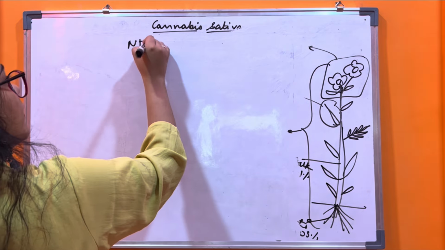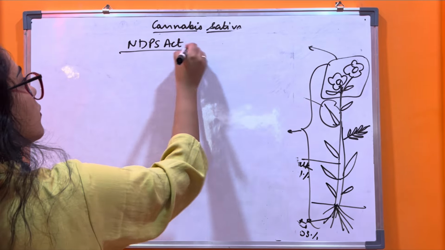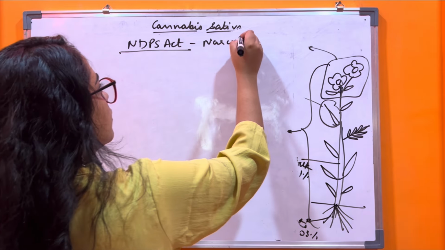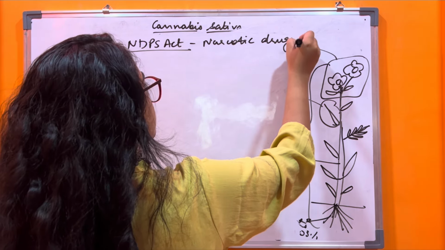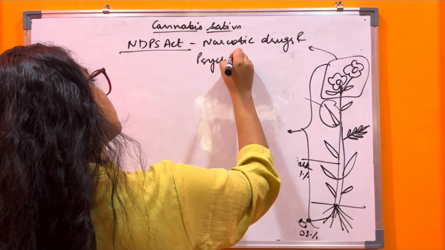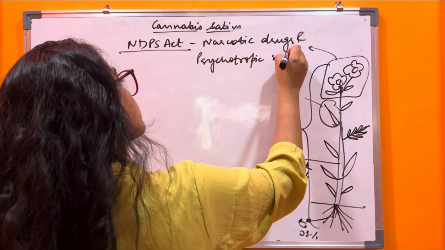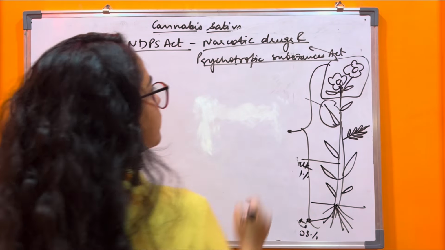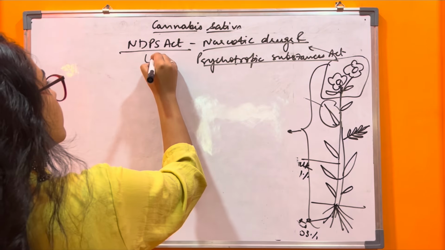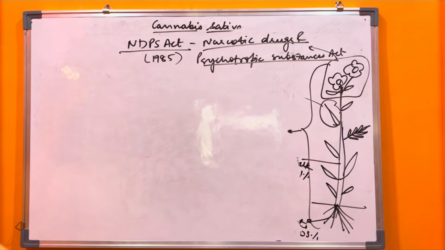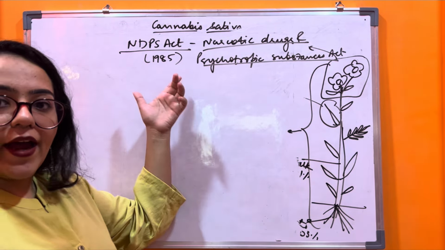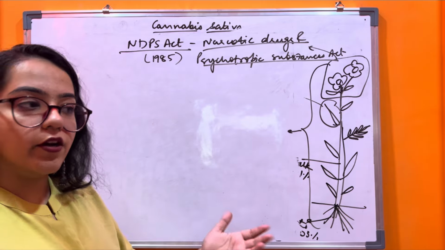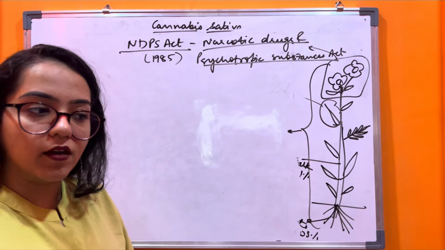So firstly we will start studying about, according to the NDPS Act. Do you know what is the NDPS Act? Narcotic Drugs and Psychotropic Substances Act, NDPS Act 1985. This is the act that actually defines drugs. Which all drugs are considered under the NDPS Act would be the illegal ones, right?